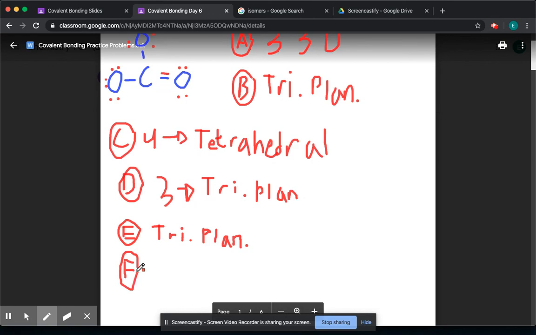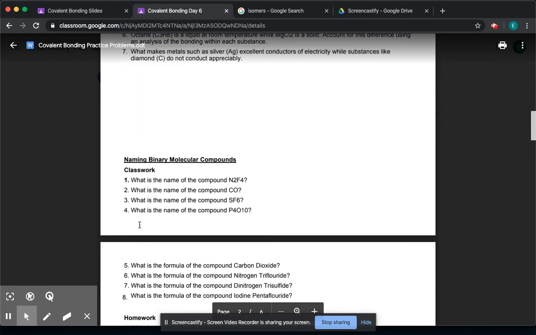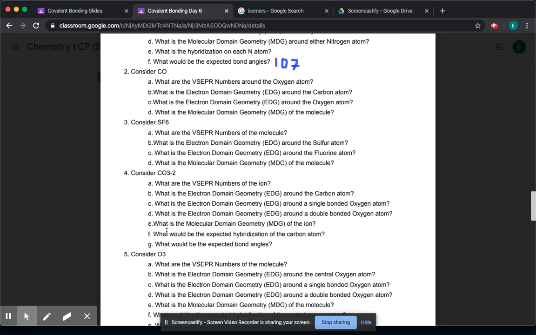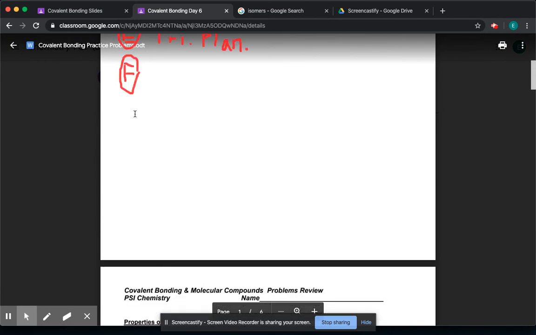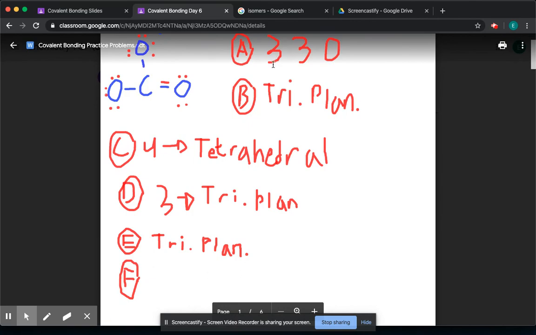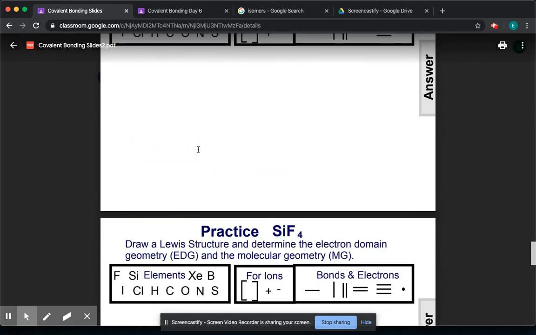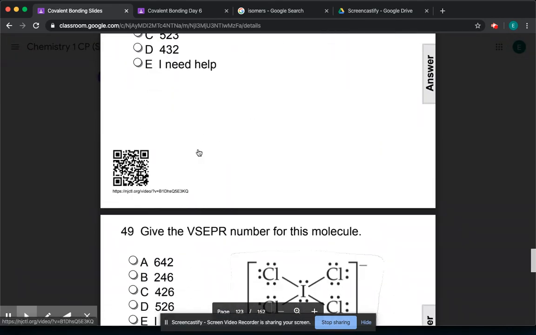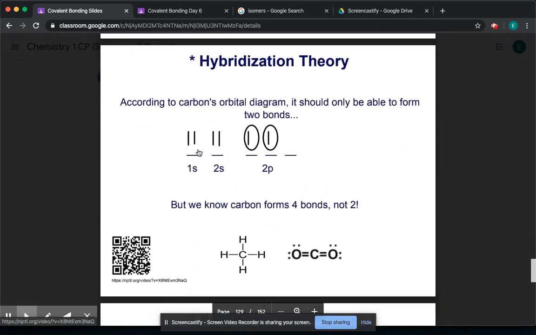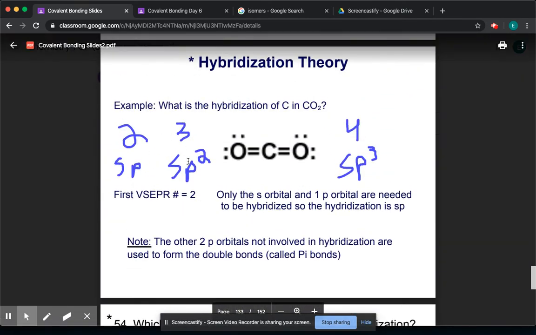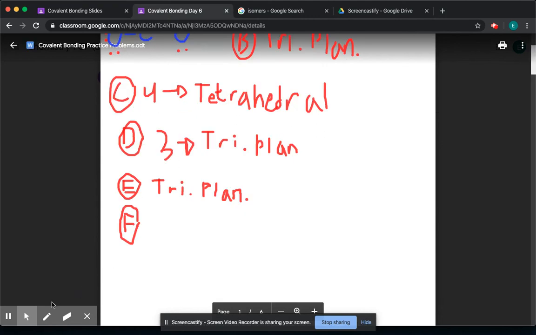So let's go to F. F asks us to look at what is the expected hybridization. What is the first digit? The first digit is 3. If you go back to hybridization, the one that you get is based off of that first digit. 2 would be SP. 3 is SP2. That's what we have. So you put here SP2.